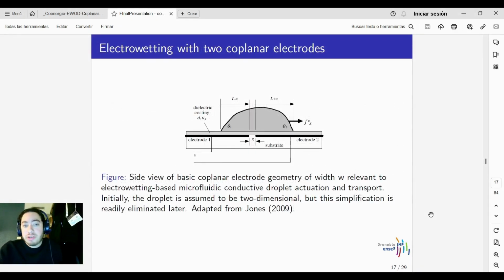So in the next part, the author introduces the case of electrowetting, where we use two different electrodes, both of them coplanar, separated by a gap. It's denoted by G in this case. We define the part of the drop that is in contact with electrode 1 by L minus x, and we denote the second part of the surface contact by L plus x.